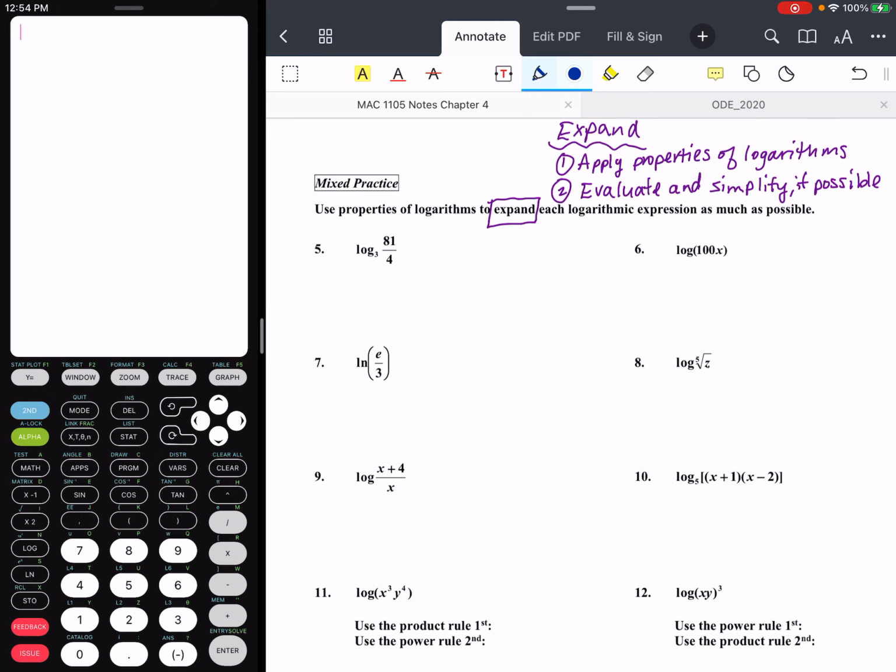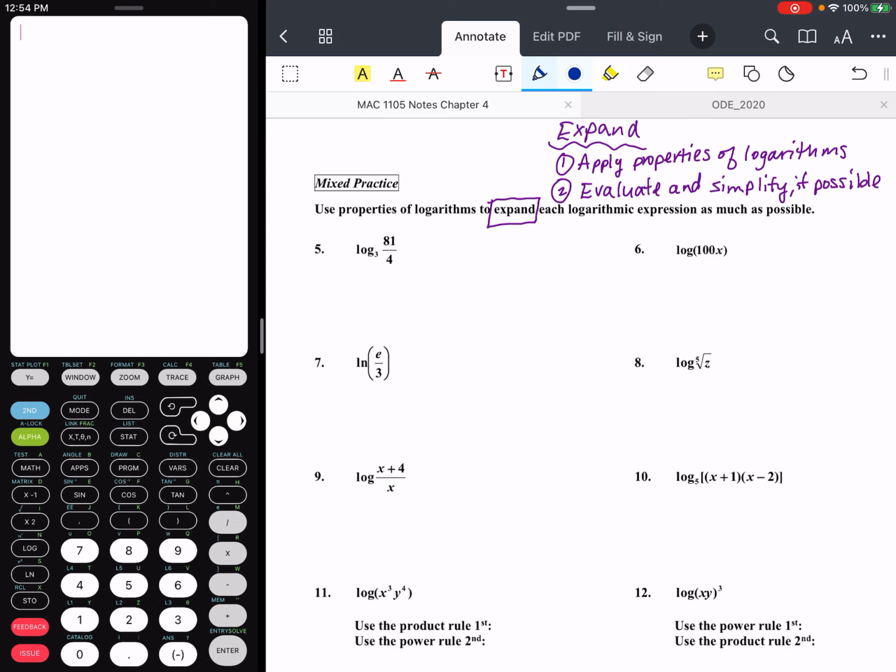Now we're going to practice expanding logarithms more. At this point, we already know our product rule, our quotient rule, and our power rule. The instructions say use properties of logarithms to expand each logarithmic expression as much as possible. When we're expanding, first we're going to apply the properties of logarithms: product, quotient, power rule. And then second, if we can, we'll keep on simplifying. If we can evaluate a log and write it as like a 2 or a 5, we want to go ahead and do that as well to fully simplify.